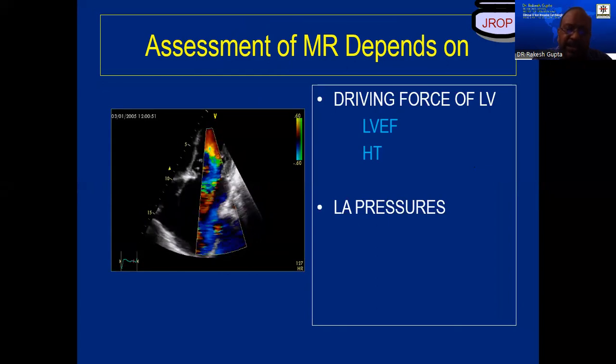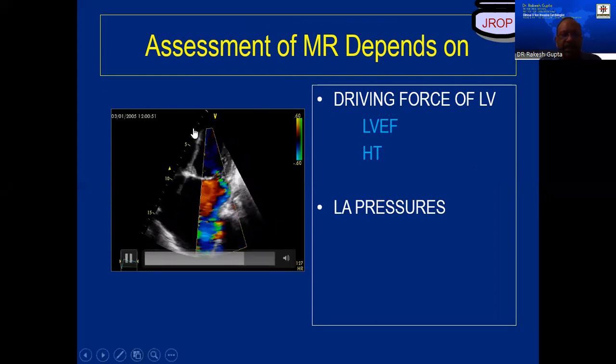Maybe to a large extent, at your level, I can say that it is. But if it's severe, LV is not dilated. True, it's eccentric. It's touching the posterior LA free wall. It is definitely severe. But this check of MR is dependent on what?